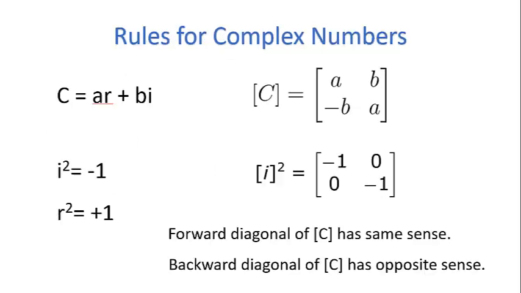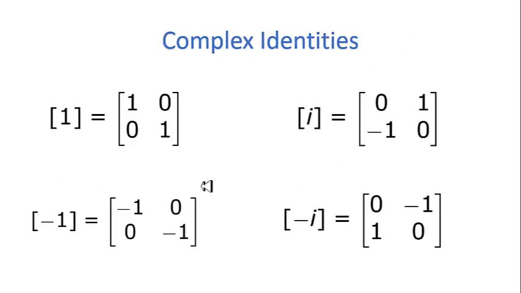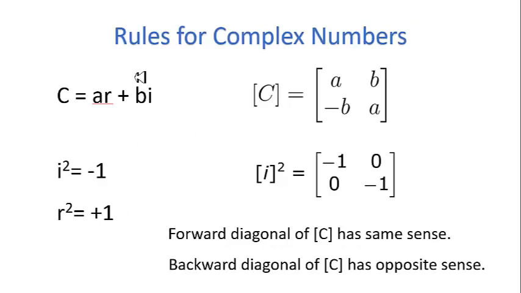So for completeness, I would have to add that as a rule. And so r squared is equal to 1, which is 1s on the forward diagonal, and the imaginary number squared will have -1s on the forward diagonal. And so those are the rules of complex numbers.